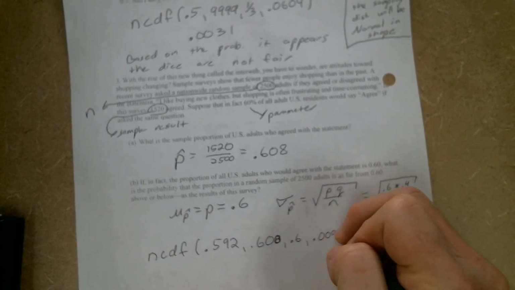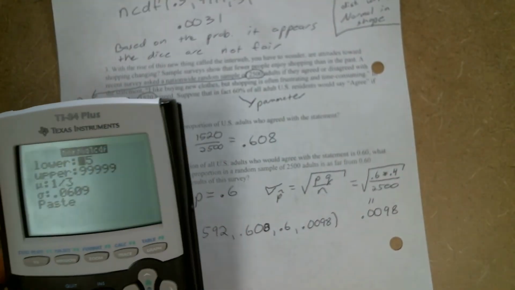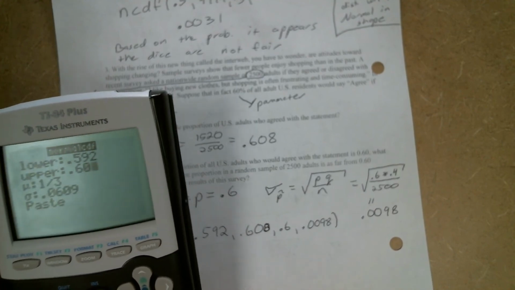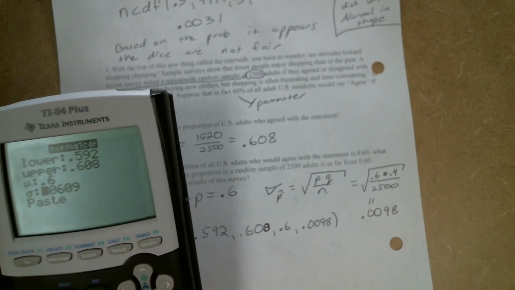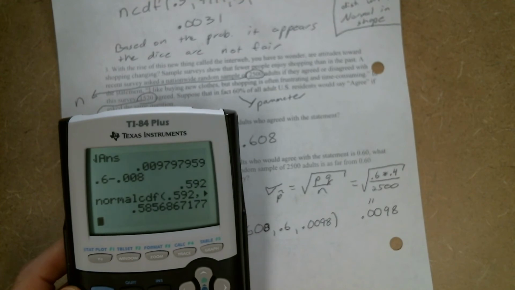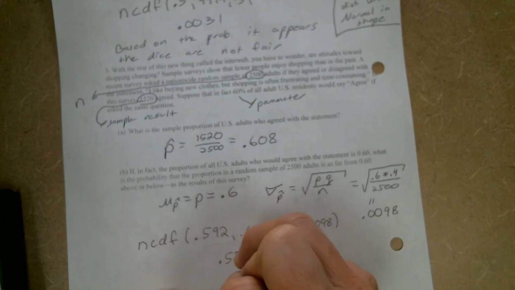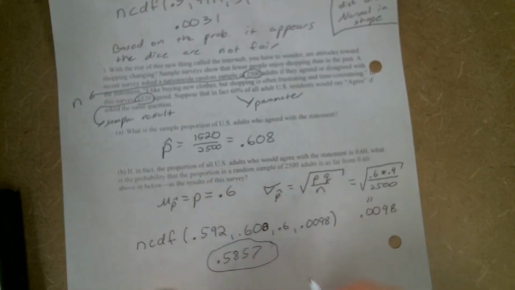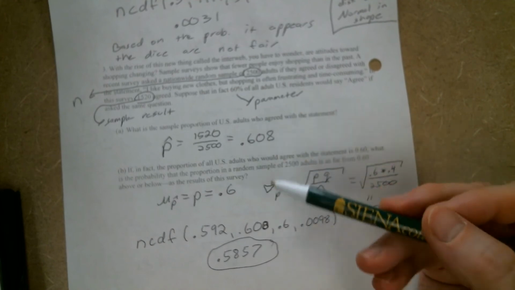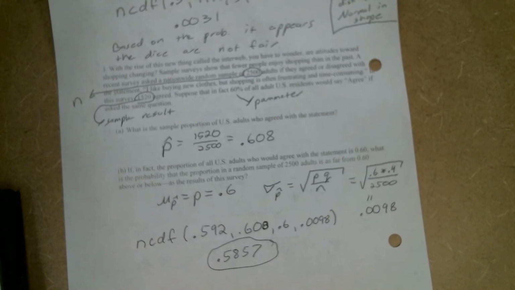So 0.0098. I can go over to normal CDF, 0.592, 0.608, 0.6, 0.0098. Paste that in there, and we get 0.5857, basically. So this is well within kind of normal here. 60% of the time you're going to be inside of that range anyways. So nothing too crazy going on there.